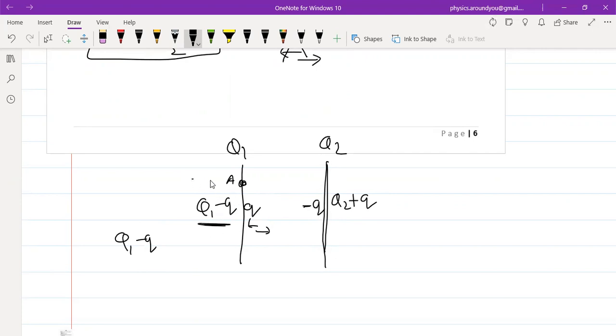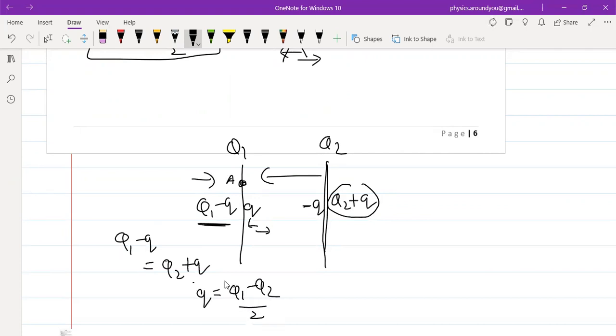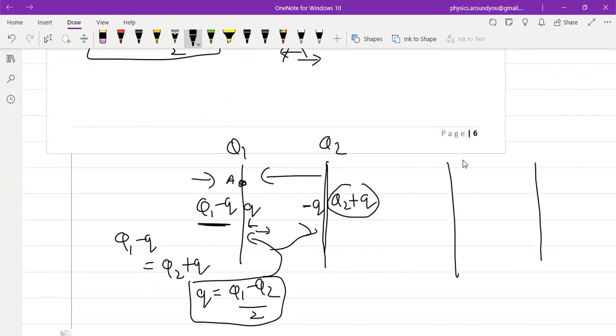Field due to this is pointing like this. Field due to this is pointing like that. Both should cancel. Q1 minus Q should be equal to Q2 plus Q. So the charge Q is Q1 minus Q2 by 2. So what is the charge developed on the inner faces? The charge developed on the inner faces is, if this is Q1 and this is Q2, Q1 minus Q2 by 2 and minus of Q1 minus Q2 by 2.